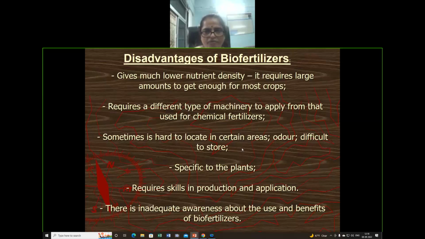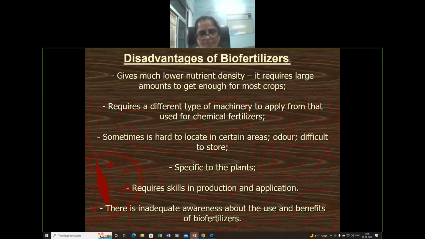Automation is required, obviously. It is hard to locate certain areas. It is hard to locate odor also. How to store is another problem. They are very, very specific to the plants. It poses a threat to the farmers. It requires skills, as you know. Skilled manpower is required for application and production, and inadequate awareness is the limiting factor.